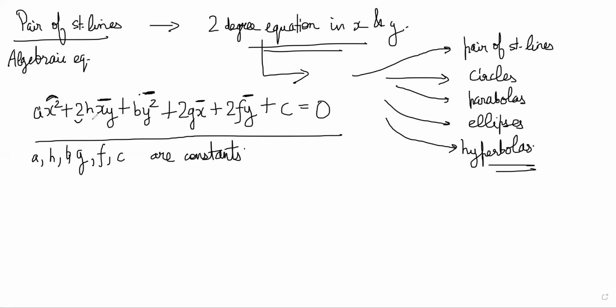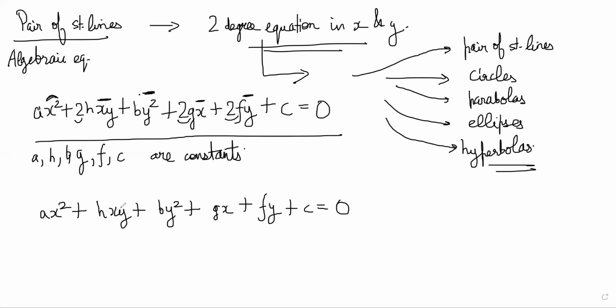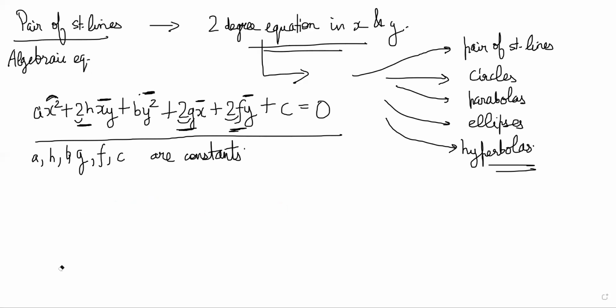The reason there are some 2's, 2 here, 2 here, and 2 here is because it makes the final equation simpler. Someone could even write an equation without them, that is also valid. If you write it like this, that is also a correct 2-degree equation. There's no issue. It's just that your final circle equation or parabola equation will come a little more awkward. So we are just writing the constant as 2h here, 2g here, and 2f here. So this is a standard 2-degree equation in x and y.